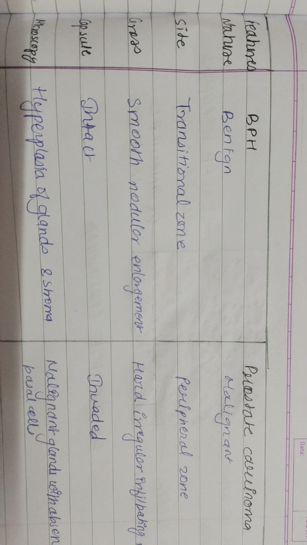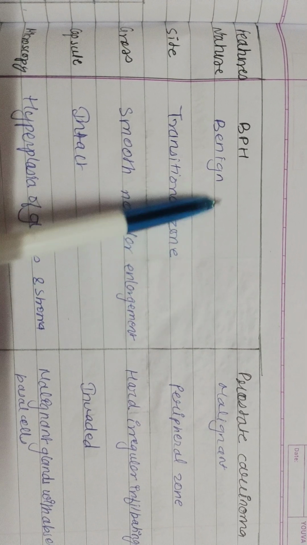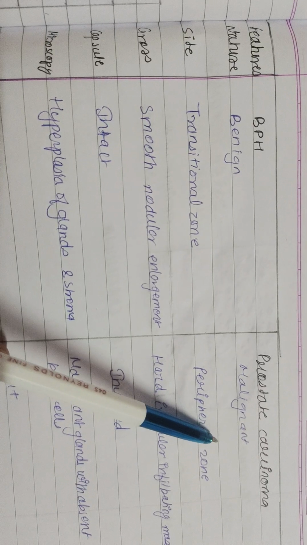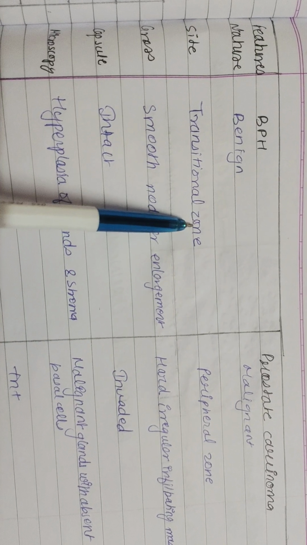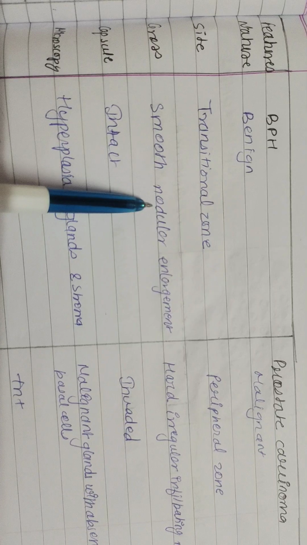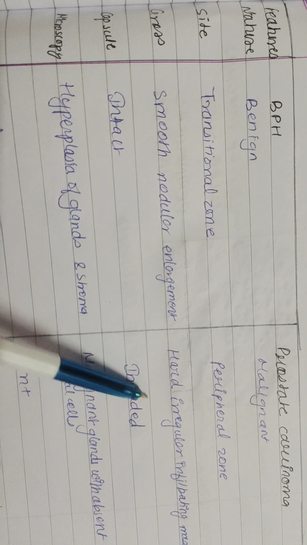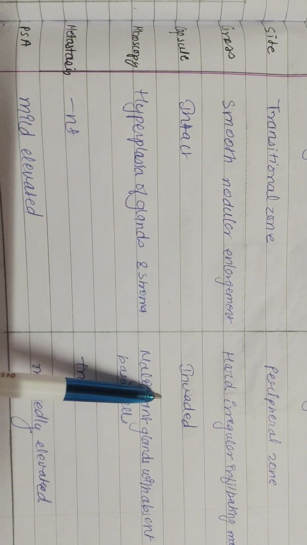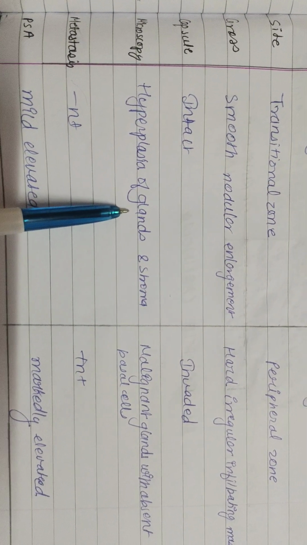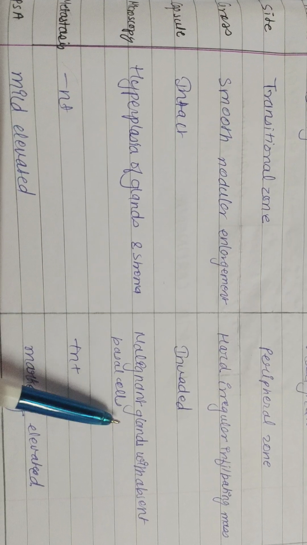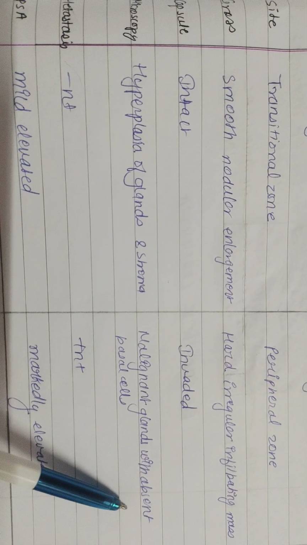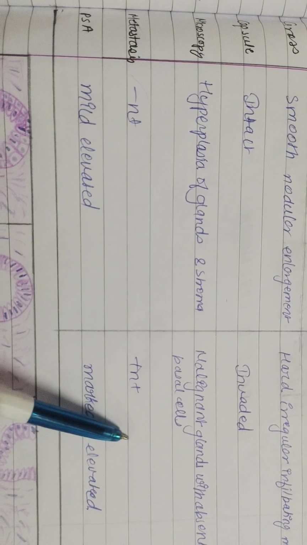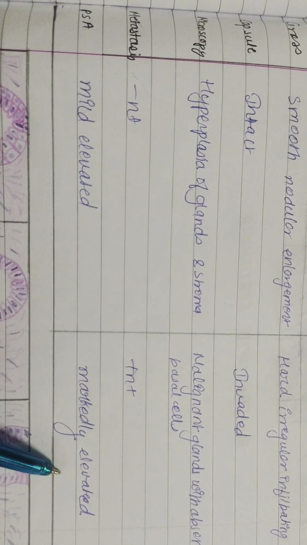grading. Now the difference between benign prostatic hyperplasia and prostate carcinoma. BPH is benign in nature and carcinoma is malignant in nature. BPH arises from the transitional zone, carcinoma arises from the peripheral zone. BPH has a smooth nodular enlargement, carcinoma has a hard irregular infiltrating mass. In BPH the glands are intact, while carcinoma invades the stroma. BPH has hyperplasia of gland and stroma, while carcinoma has malignant glands with absent basal cells. In BPH metastasis is absent, in carcinoma it is present, and in BPH mild elevation of markers is seen while in carcinoma marked elevation is seen.